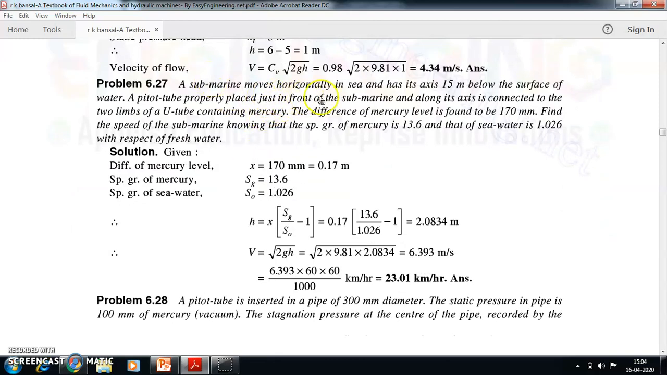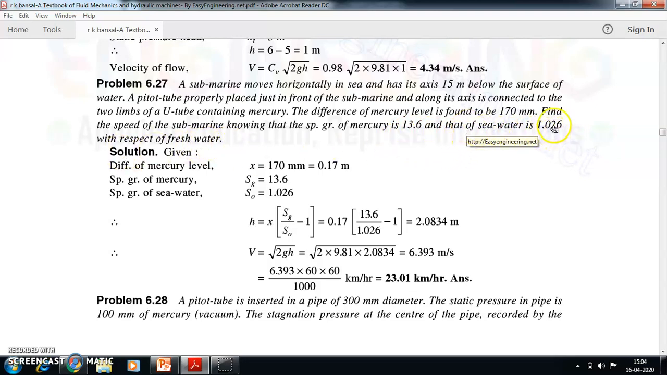A submarine moves horizontally in the sea and has its axis 15 meter below the surface of the water. A Pitot tube properly placed just in front of the submarine and along its axis is connected to the two limbs of the U-tube containing mercury. The difference of mercury level is found to be 170 mm. Find the speed of the submarine, knowing that the specific gravity of the mercury is 13.6 and that of the sea is 1.026 with respect to the fresh water.